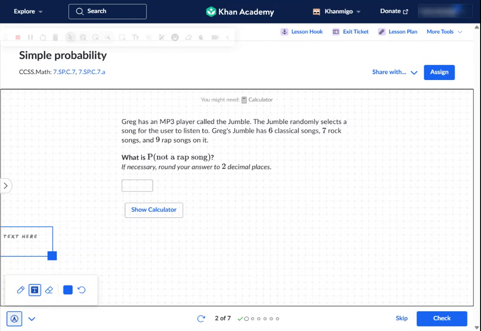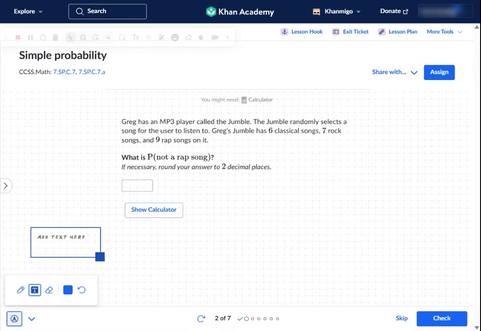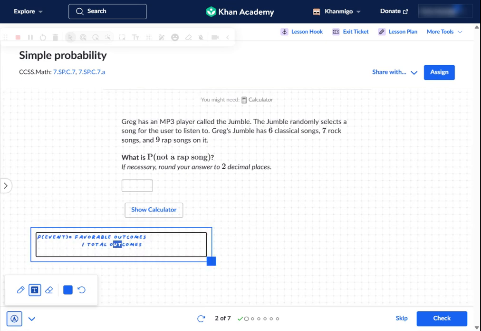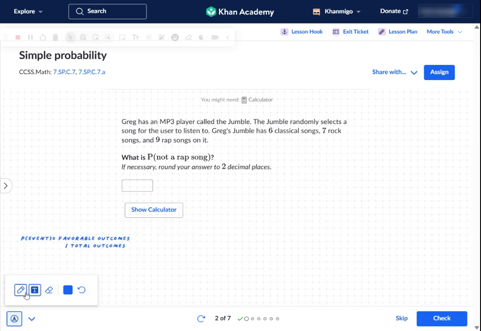So just a real quick refresher for probability. From our notes, the probability that an event is going to occur is going to be the favorable outcomes divided by the total outcomes. So favorable outcomes divided by the total outcomes is going to be our formula that we're using to find the probability that this event is going to occur.